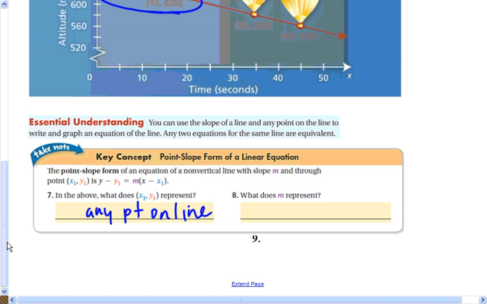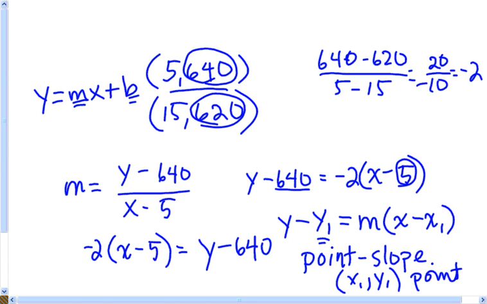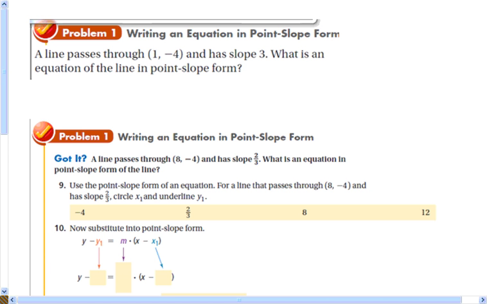And m represents the slope. So how would we go about using that? So I'm going to write this down again, and you should kind of get used to this, but we have to have this formula in mind.